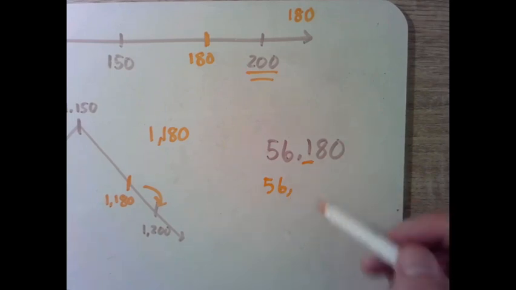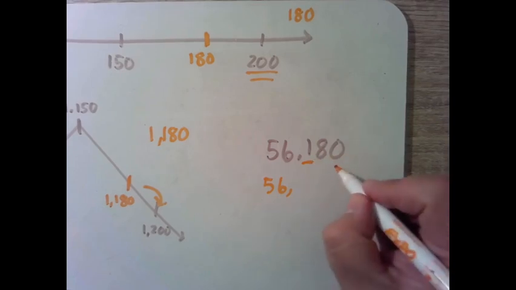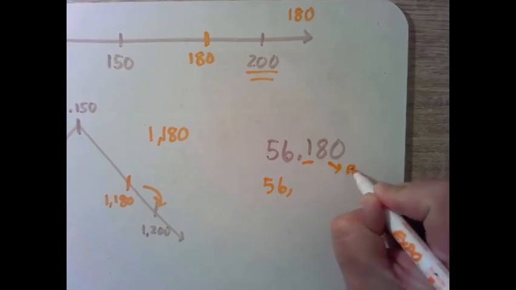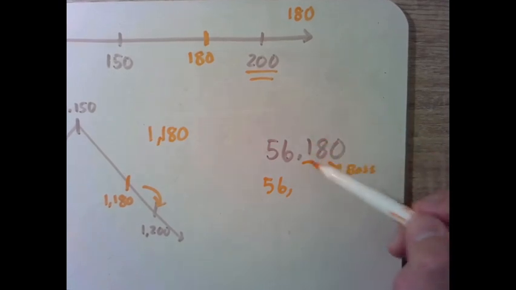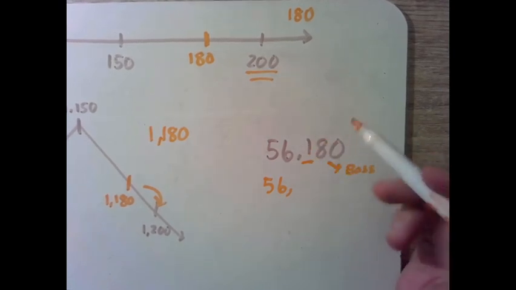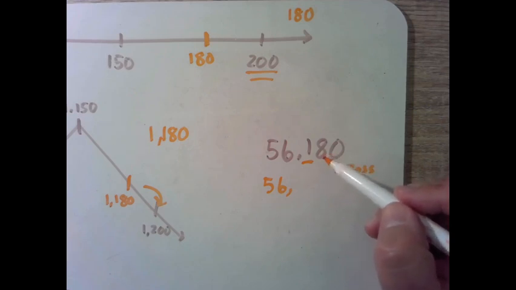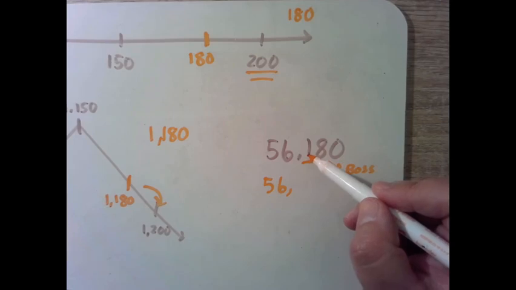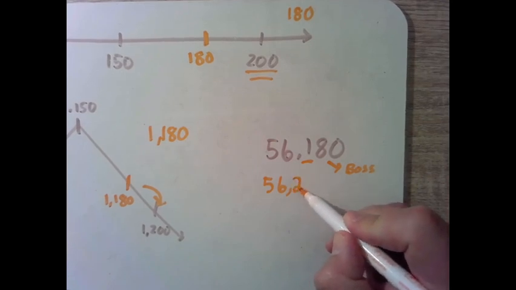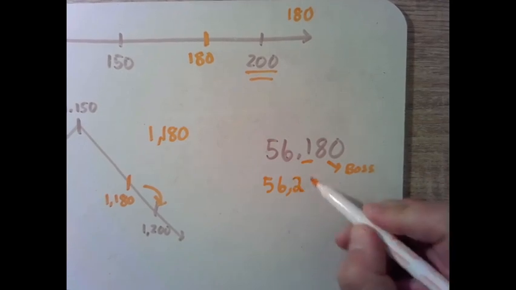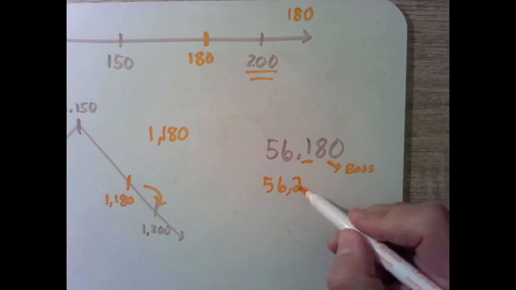And then you've got to decide what we're doing with that 1. The 8 here is our boss. The boss tells us what to do with this 1. So since the boss is an 8, it's 5 and above, which means we need to give this 1 a shove up one digit. So instead of saying 1, we're shoving it up to a 2. Again, 5 and above, giving it a shove. So we're taking this 1, making it a 2.